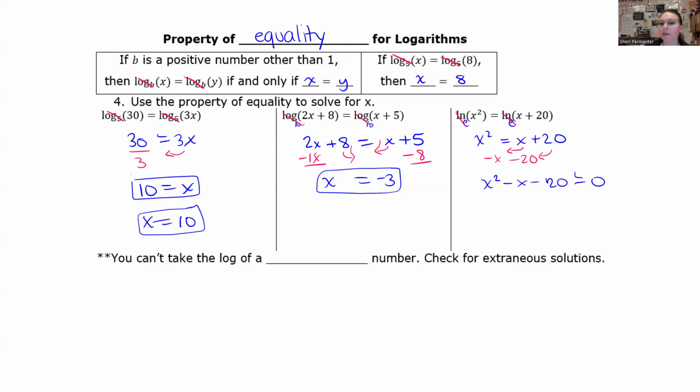I know it's weird, but this is where we draw on our super skills. We've learned how to factor, and we factored and we factored and we factored. So we are going to factor to find our solution. So we're going to think of two things that can multiply to give me 20. 5 and 4 will work. So I'm going to put x and x, 4 and 5.